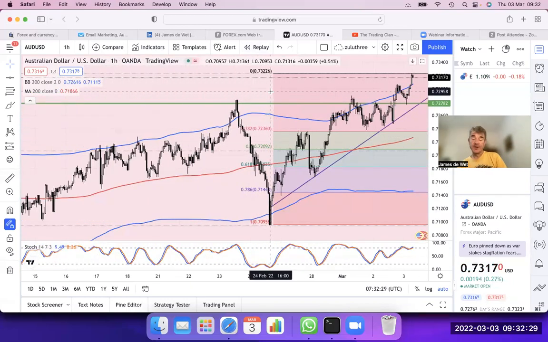So that's it. That's the thinking on the euro, really. It's a bit of a dab. We're overextended on the daily chart. We're overbought on the stochastic. We're against the 200 period moving average. We're due for a retracement.